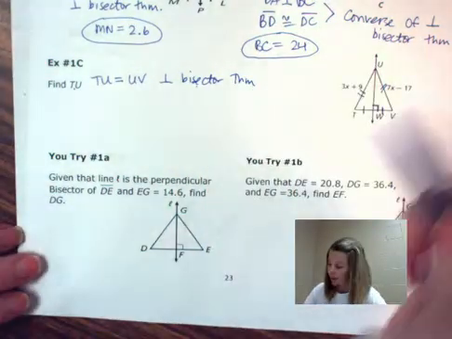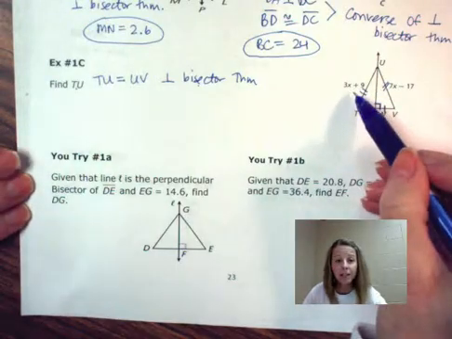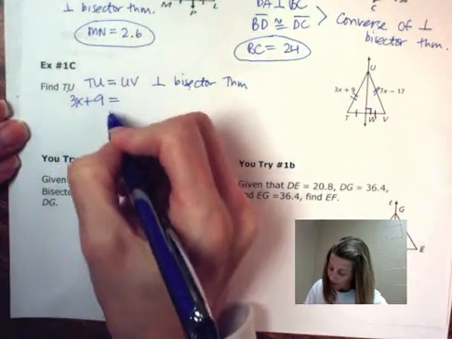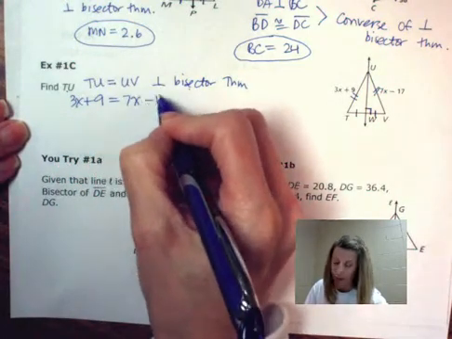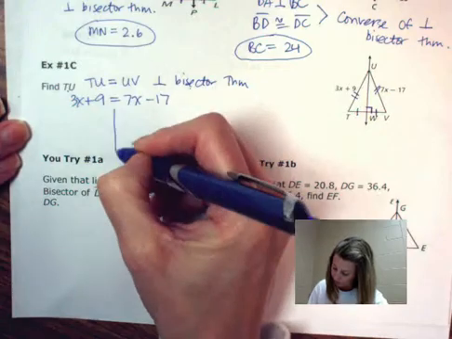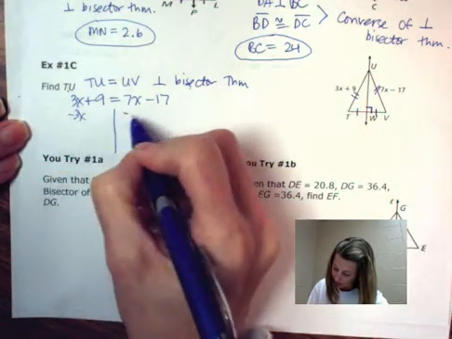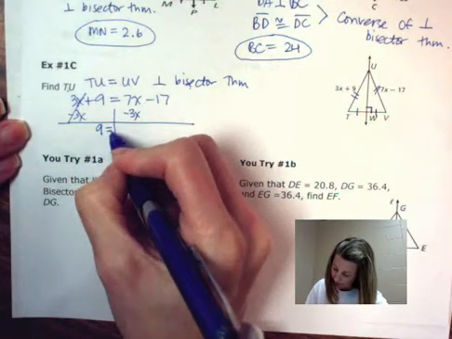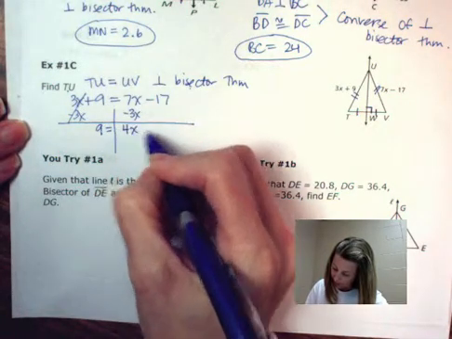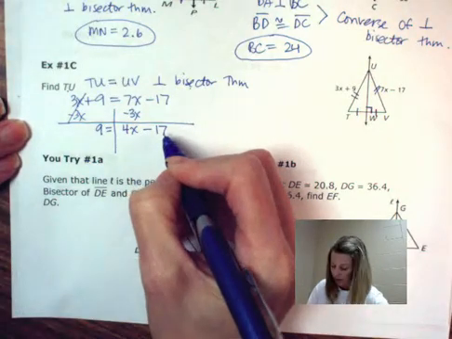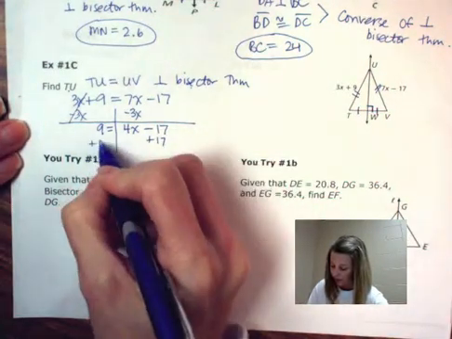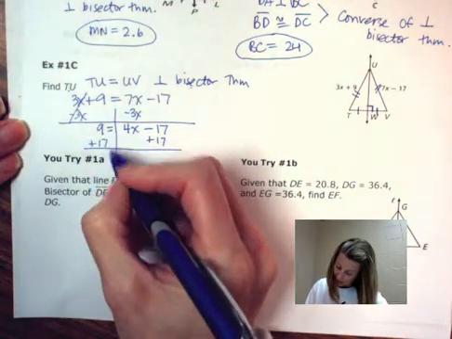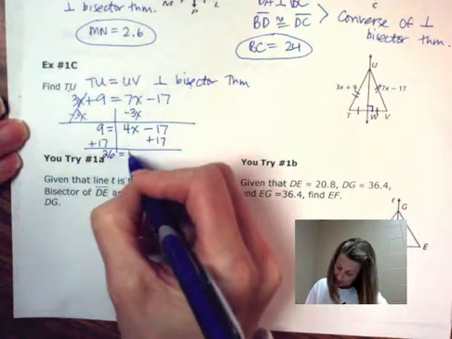Okay, now when I look at it, these both have x's in them. I can just set them equal to each other. So 3x plus 9 is equal to 7x minus 17. And now I'm ready to solve. So I'm going to take away 3x from both sides. So I have 9 equals 7 minus 3 is 4, so 4x minus 17. So plus 17 on both sides. So 17 and 9 would be 26 equals 4x.